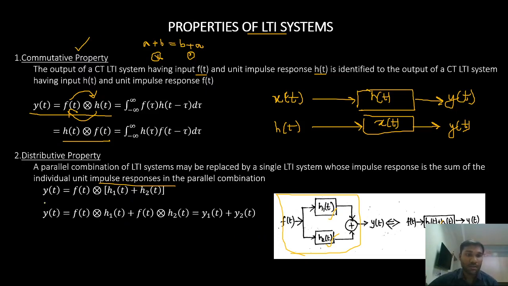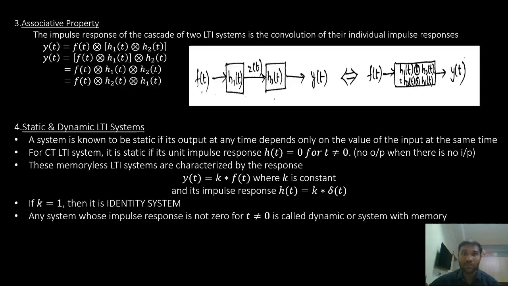So this is the distributive property. A parallel combination of systems can be replaced by the sum of the individual impulse responses.